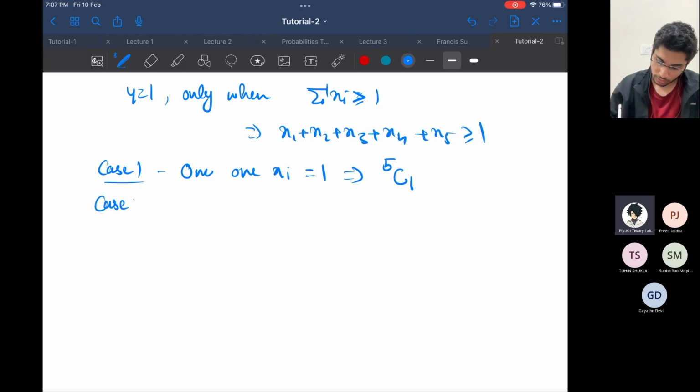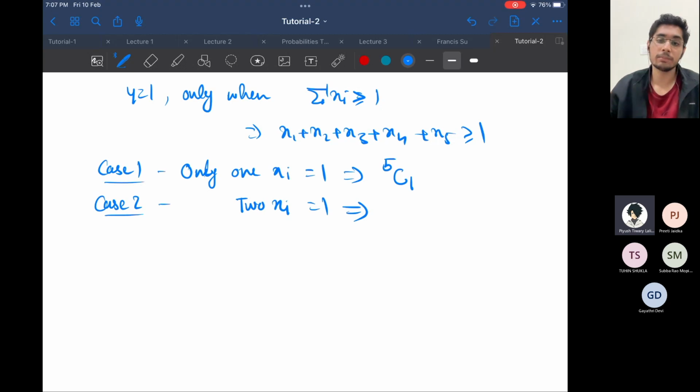Similarly, you can create case 2, in which 2 xi are equal to 1. In how many ways can two of them be equal to 1? So there are five of them.